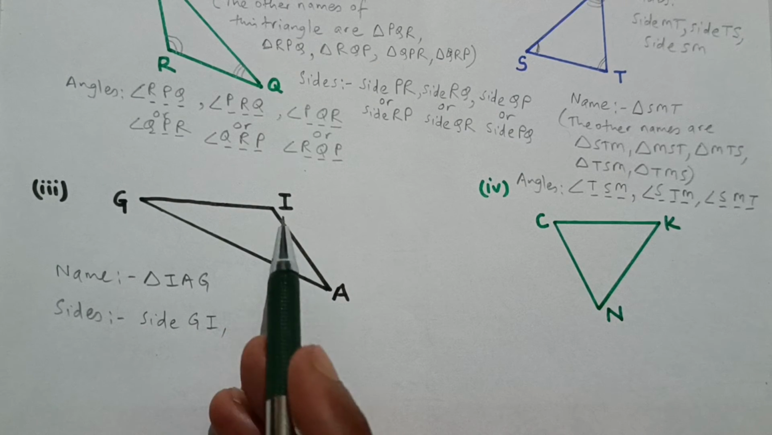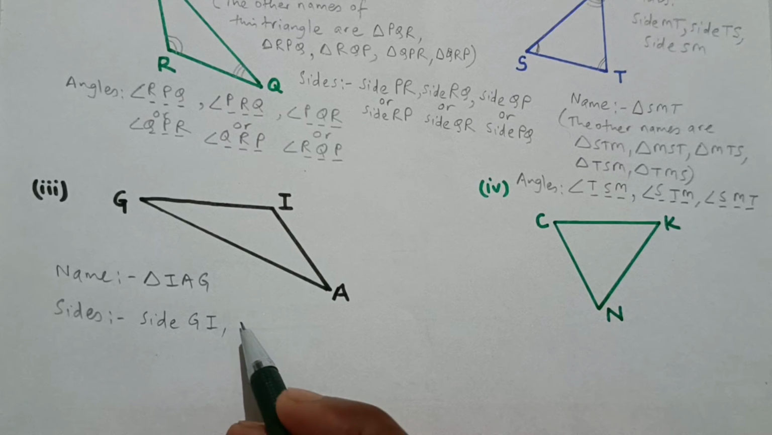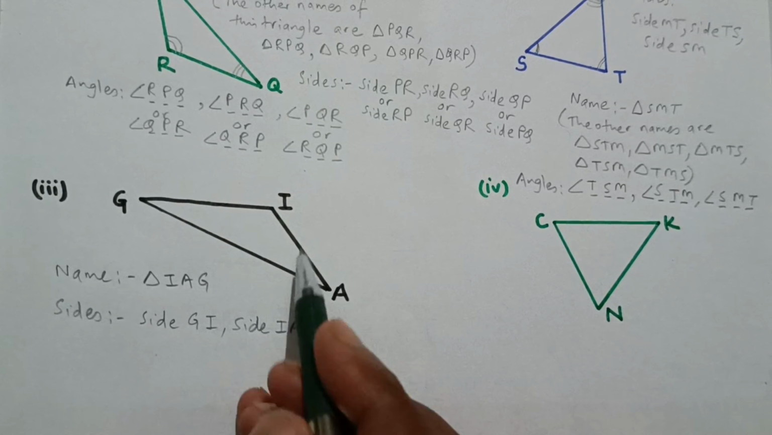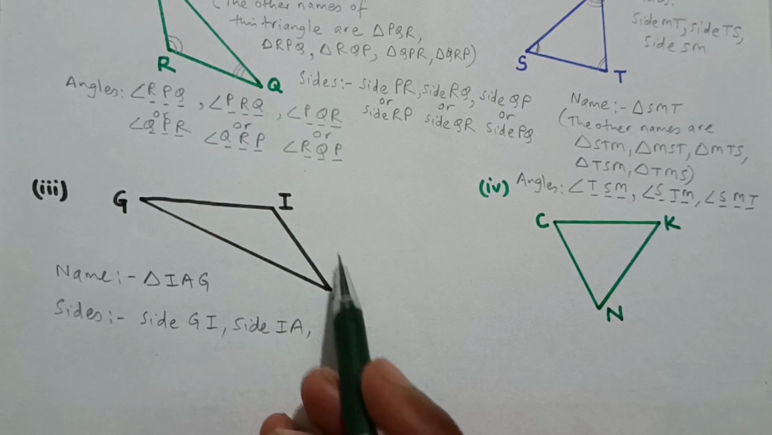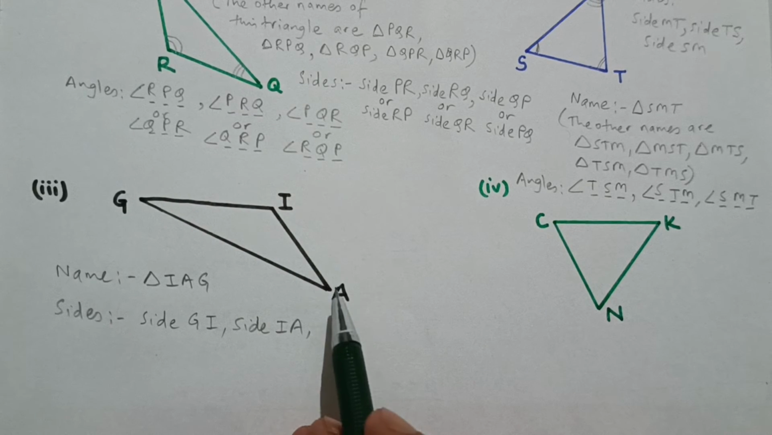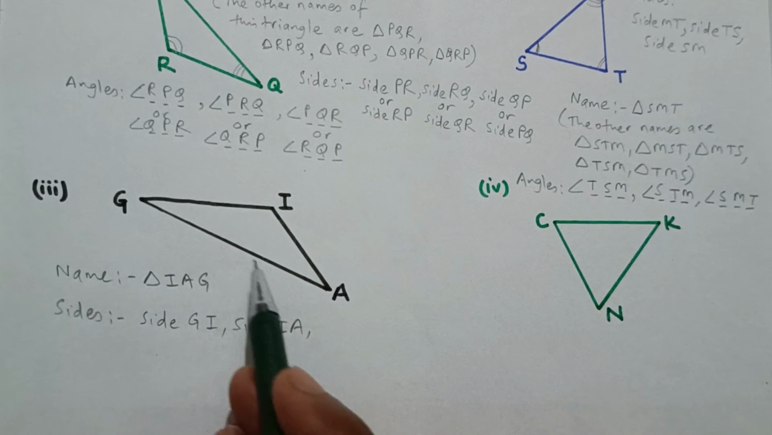Now let us go to this side. I will call this side side IA. You can call it side AI also. So this side I am calling side IA, but you can call it side AI also. And then this is the remaining side.